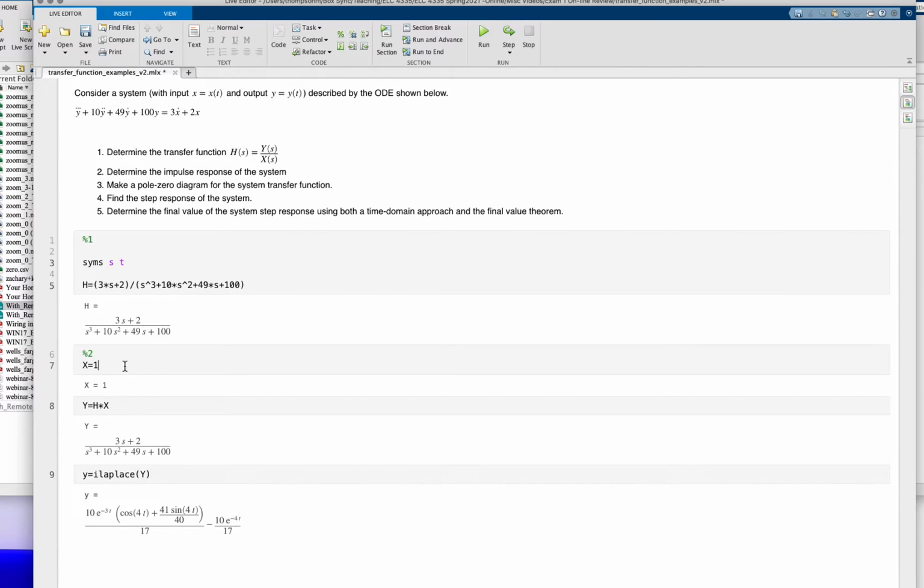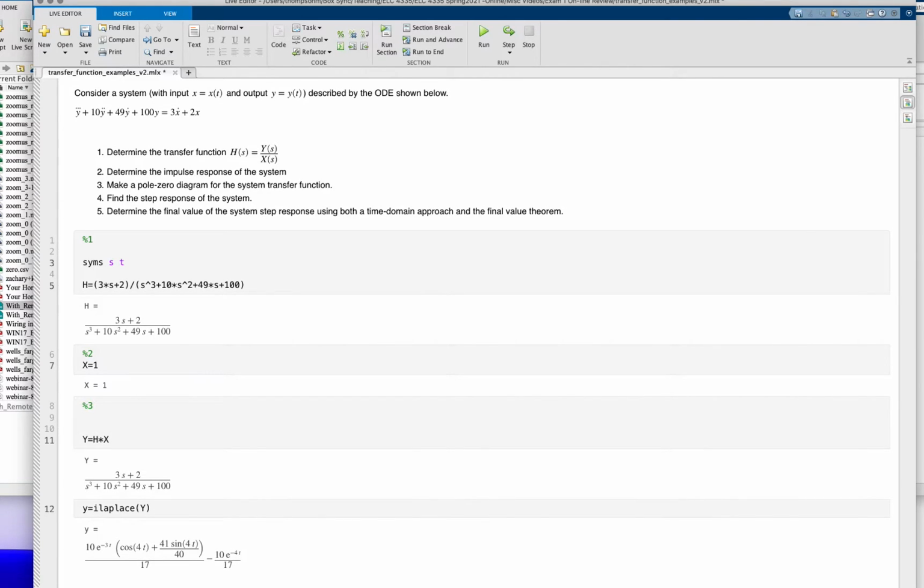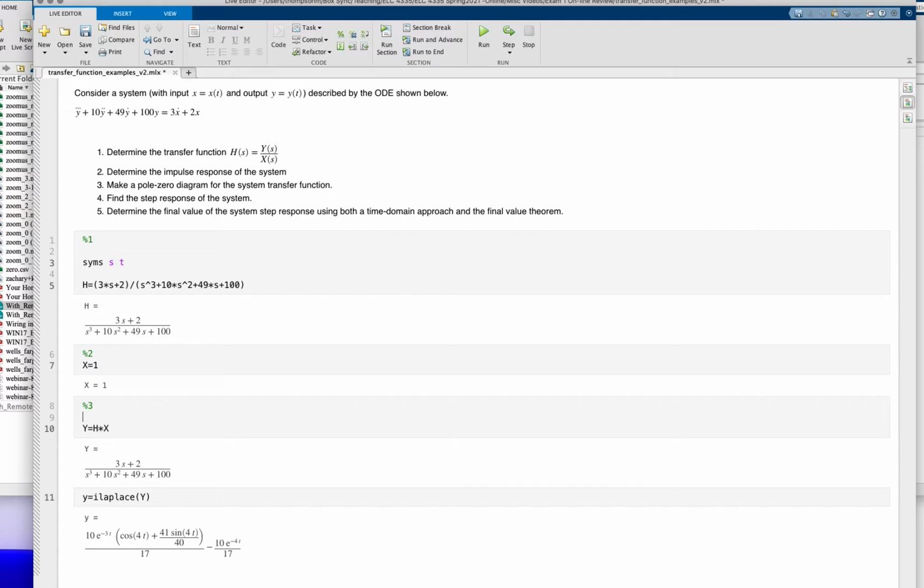So next what I want to do is go on and do part 3. In part 3 we're looking at the poles and the zeros. The zeros are pretty easy. I'm just going to go ahead and do this in MATLAB to show you a technique for finding poles and zeros in case it's more complicated.